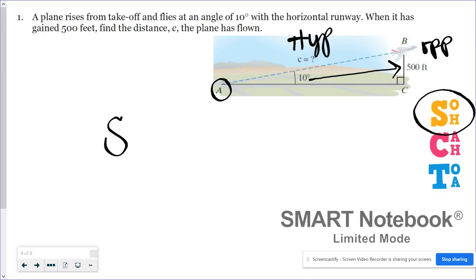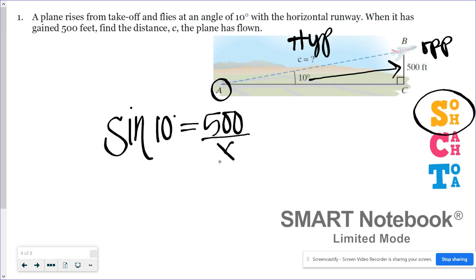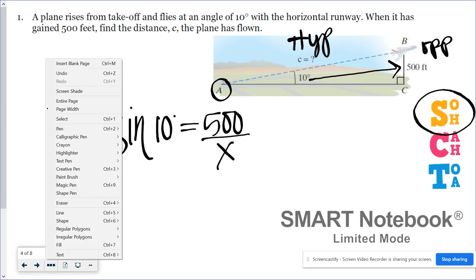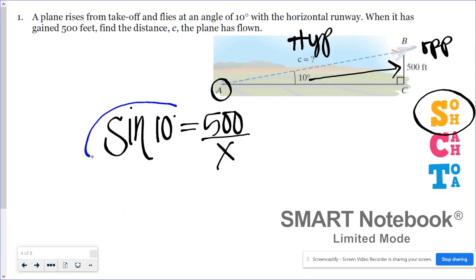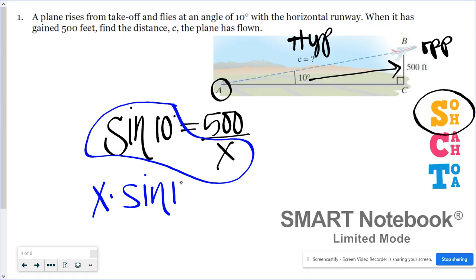So I'm going to say sine of my angle, which is 10 degrees, is equal to the opposite, which is 500, over the hypotenuse, which is x. Okay, so that's my initial equation. Now I just have to solve it. So I can cross multiply. So that is x times sine of 10 degrees equals 500.